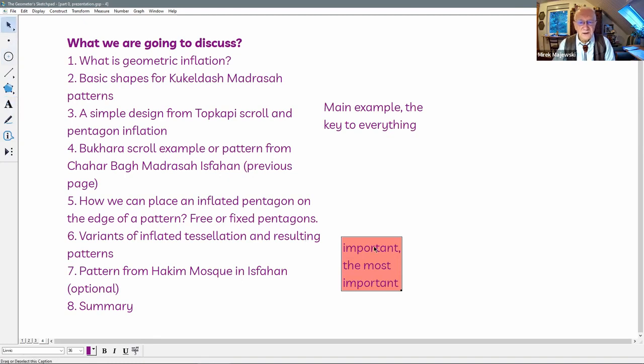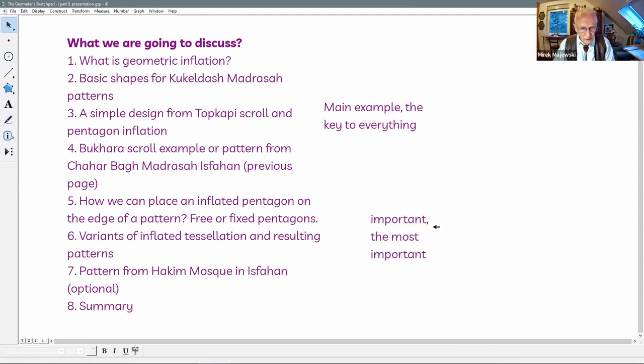Okay, because this really means that if we can, for a given pattern, produce variants of this pattern, and many of them, then our creativity is really huge. And if there is a chance, because our time is limited, I can talk about a pattern from the Hakim Mosque in Isfahan. It is a really hard topic, so I don't want to waste your time.